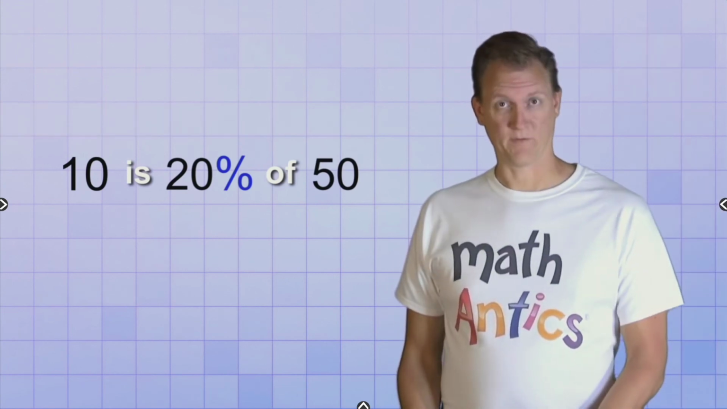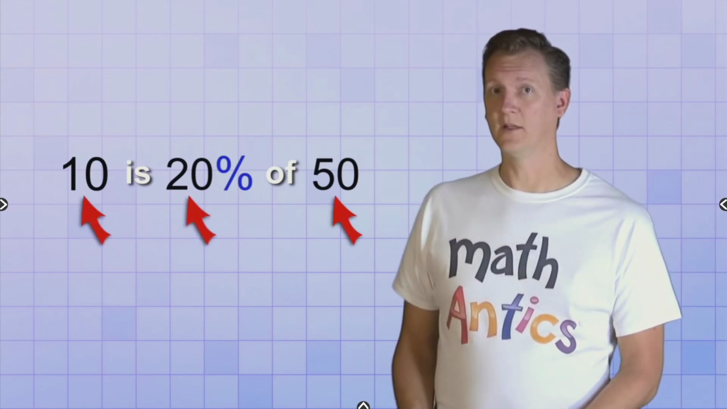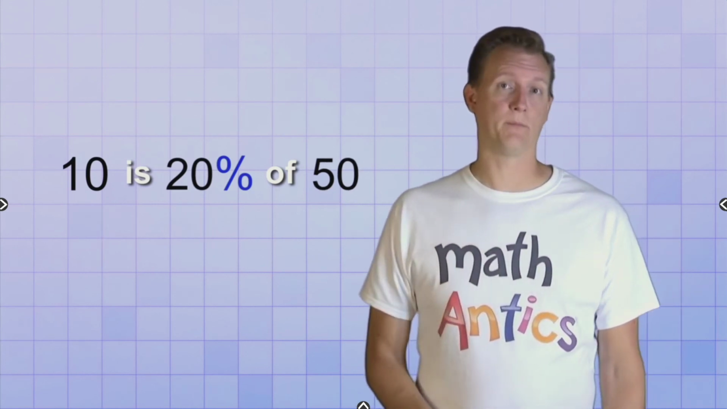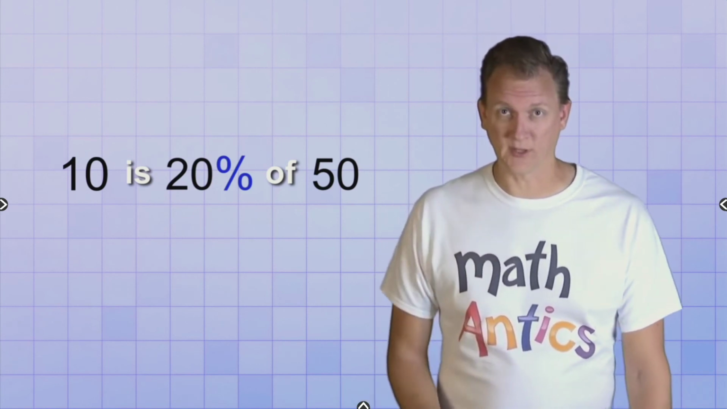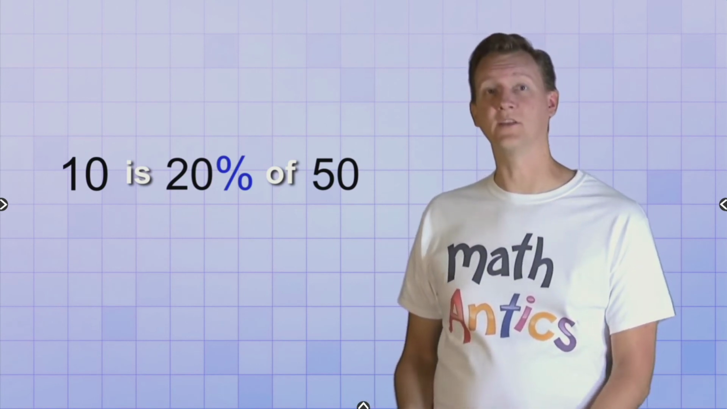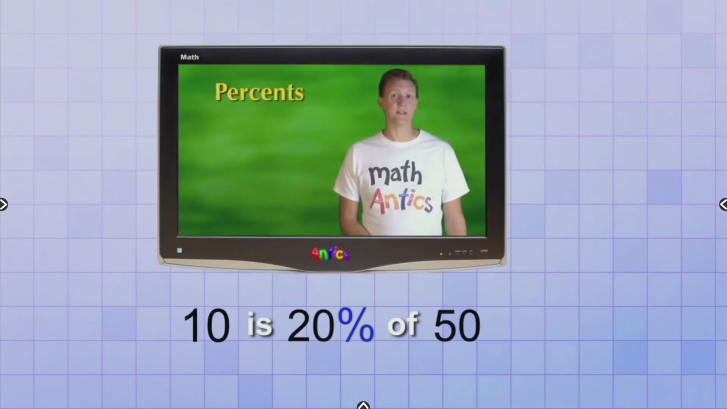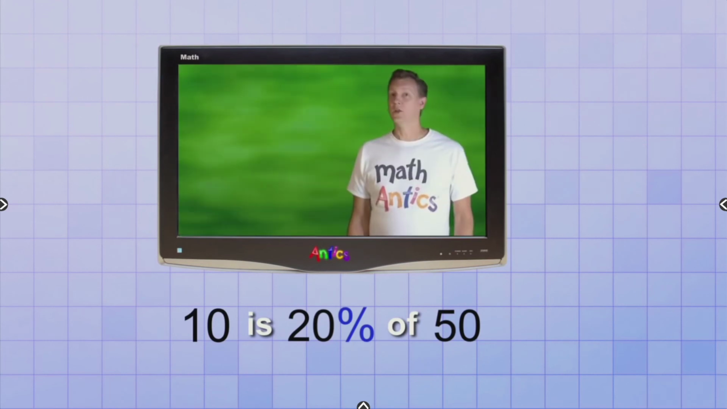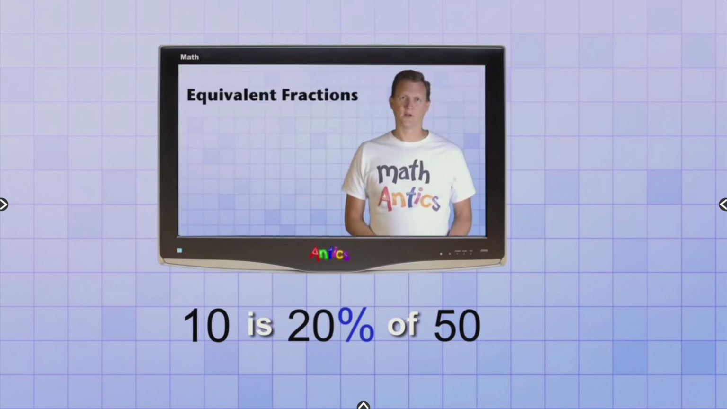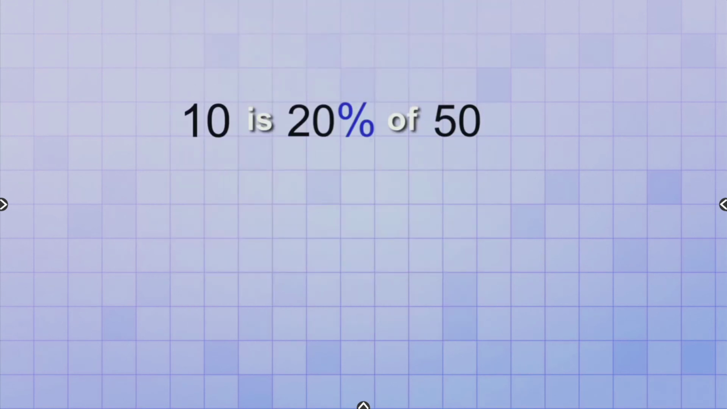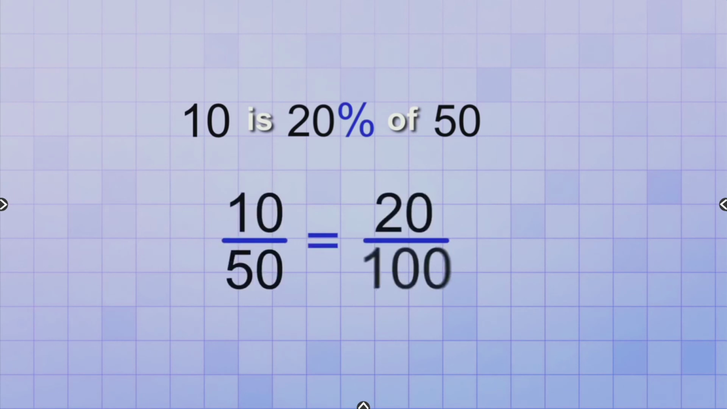Let's look closely at that statement for a minute. Notice that there's 3 different numbers in it, 10, 20, and 50. And that's because a percentage is really a relationship between 3 numbers. Well, actually it's a relationship between 4 numbers, but the 4th number is always 100, so you always know it. To see what I mean, think back to our video about percents and equivalent fractions. In that video, we learned that a percent is really an equivalent fraction that has 100 as the bottom number. So we could rewrite our statement like this. 10 over 50 equals 20 over 100. This is exactly the same as saying that 10 is 20% of 50.